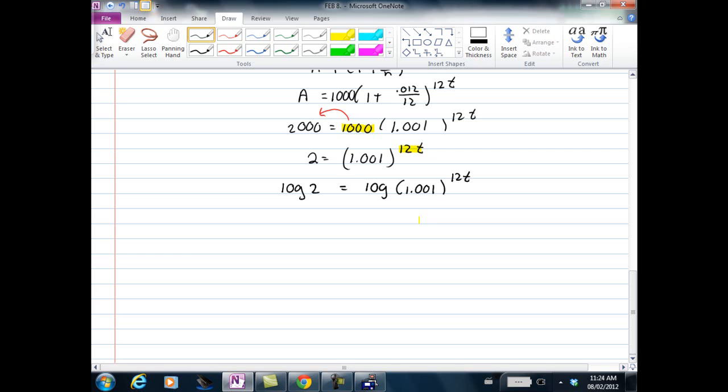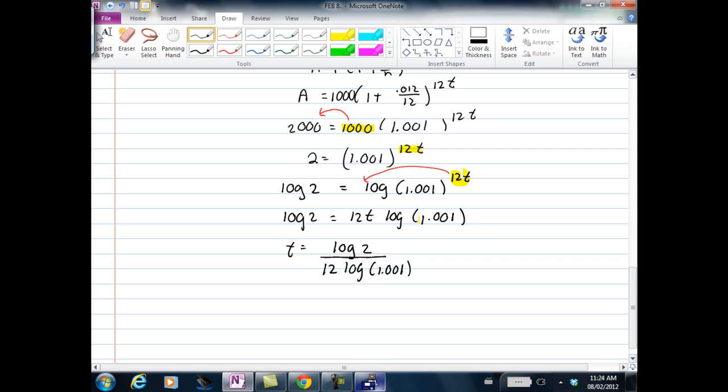Okay. Where can I put this 12t? To the front. Do it. So this becomes log 2 equals to 12t log 1.001. Guys, gals, isolate for t right now. Okay, again, nothing too bad. So t equals to log 2 divided by 12 log 1.001, and punch this in your calculator right now and solve this.